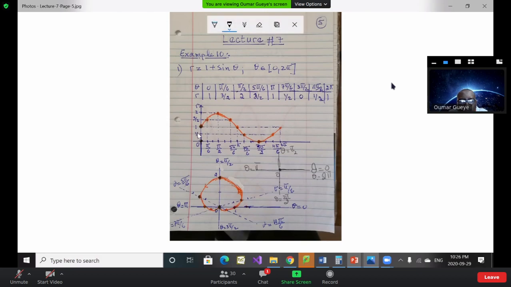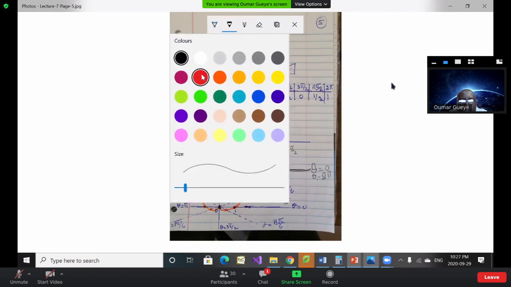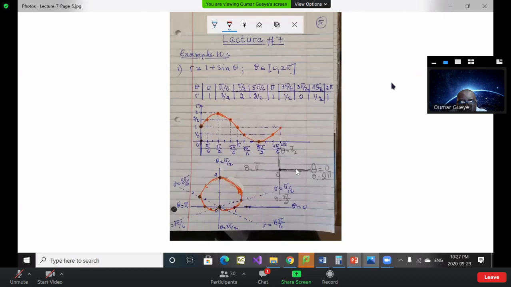Now, from the first graph, you first try to locate these 10 points. For the first point, theta equals 0 and r equals 1. When theta equals 0, it means there is no angle, so you have this line. Since r equals 1, you have to take 1 unit on this line. I'm just going to change the color here. So this is going to be my first point.